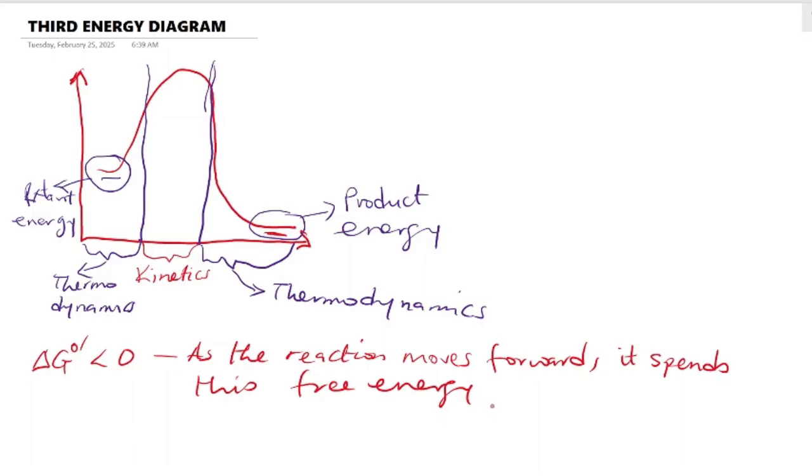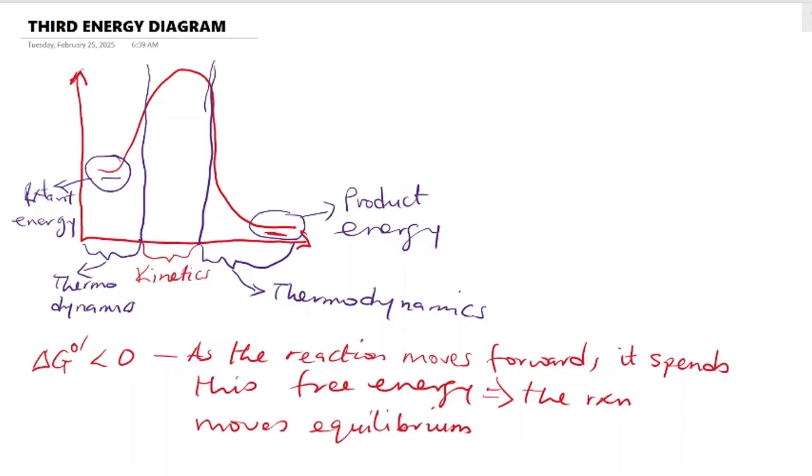What it's telling us is that the reaction wants to be on the right, not the left. So as the reaction moves forward, it spends its free energy as it moves towards equilibrium. So moving forward and spending its free energy implies that the reaction moves towards equilibrium.